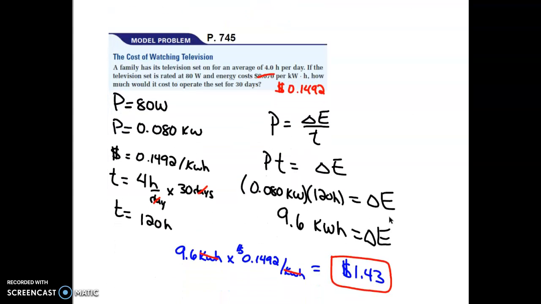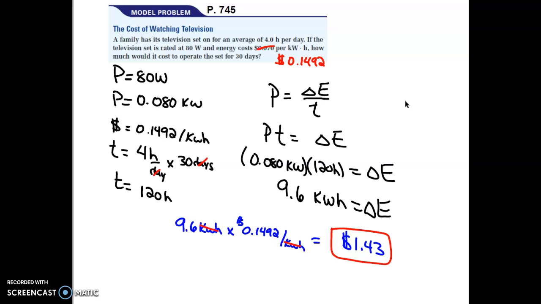Now we just have a model problem here on page 745. So a family has its television set on for an average of 4 hours per day. If the television set is rated at 80 watts and energy costs $0.1492 per kilowatt hour, how much would it cost to operate the set for 30 days? So over here we wrote out what's given, changed your power from watts to kilowatts. We have the dollar amount of what it costs per kilowatt hour. Time, change it into hours.